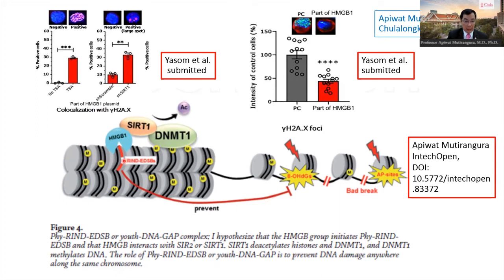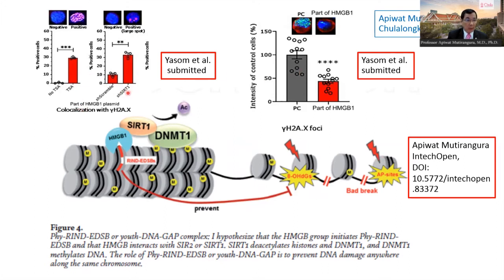And the function of DNA gap is to prevent DNA damage along the ring of the genome. In yeast, we prove that it prevents DNA pathologic break, but in human model and in rat model, we prove that it prevents every kind of DNA damage.